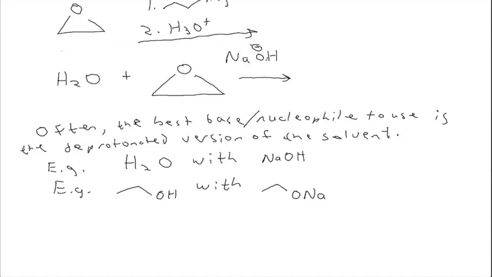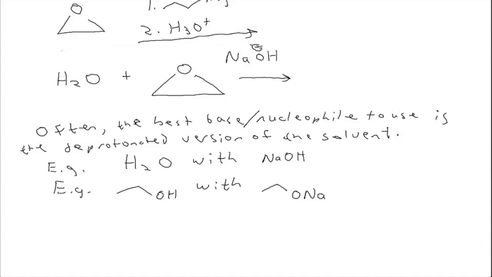So the thing that a chemist is always scared of is having more than one pathway in their reaction. A chemist wants to put in reactants that can only give one product. So he doesn't want to get one product when it acts like a base and a different product when it acts like a nucleophile. That's why it's good to use a base that's the deprotonated version of the solvent, because then it doesn't matter whether it acts like a base or a nucleophile. Ultimately, the product will be the same either way.